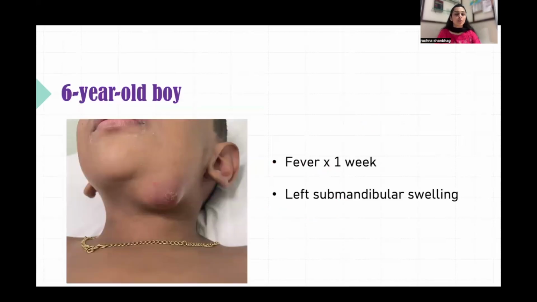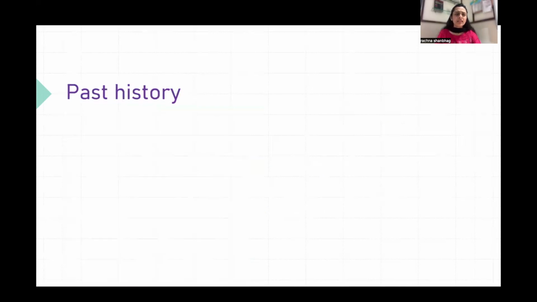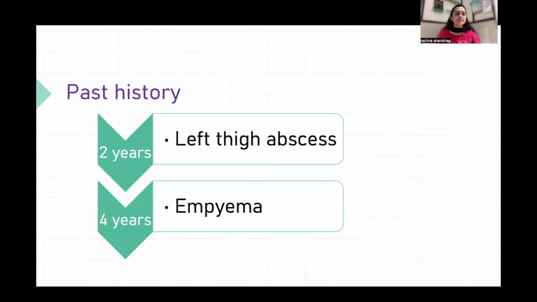Here we have a 6-year-old boy who has presented to us with fever for 1 week and left submandibular swelling. In his past history, we note that he's had several episodes of infections. At 2 years, he had a left thigh abscess, and at 4 years of age, he was hospitalized for empyema.